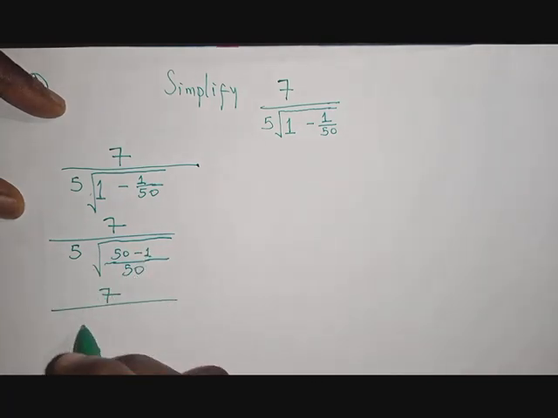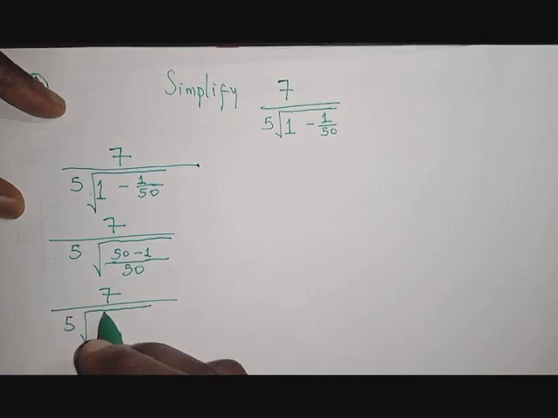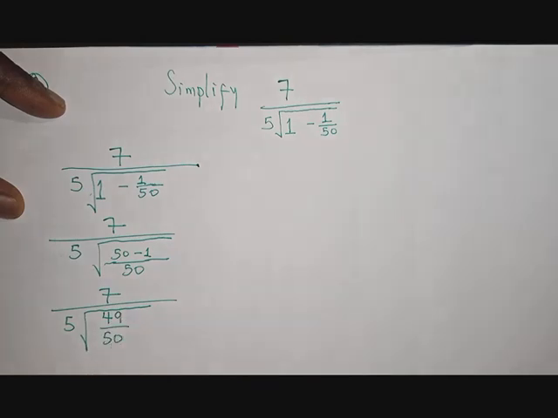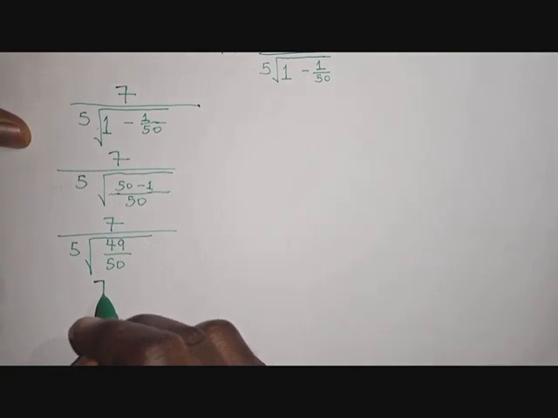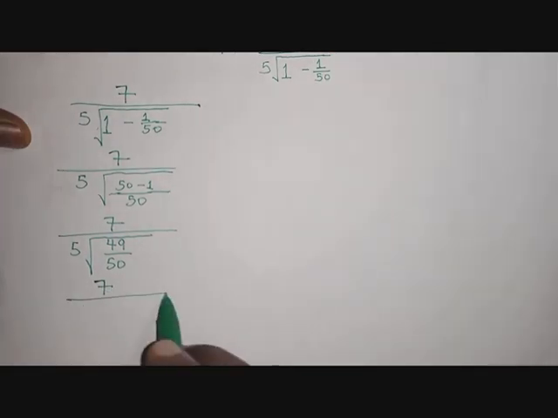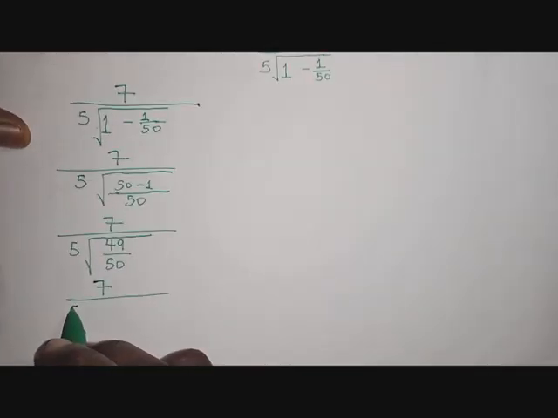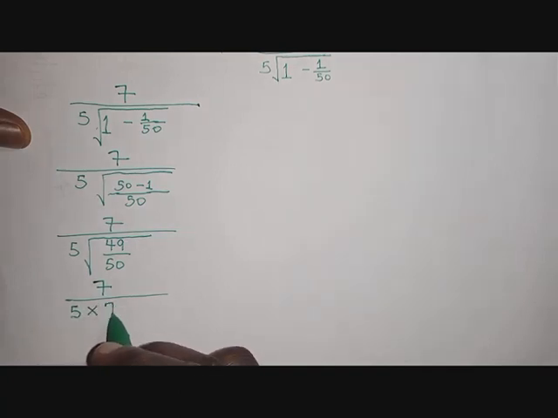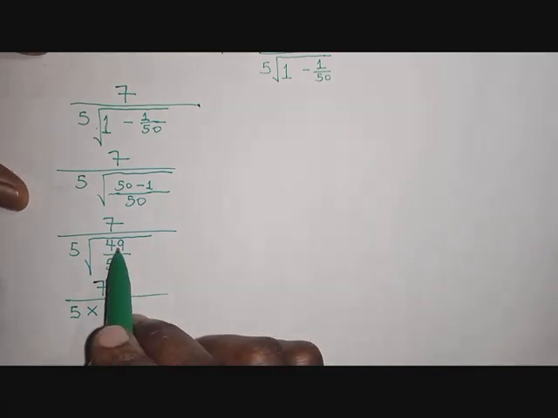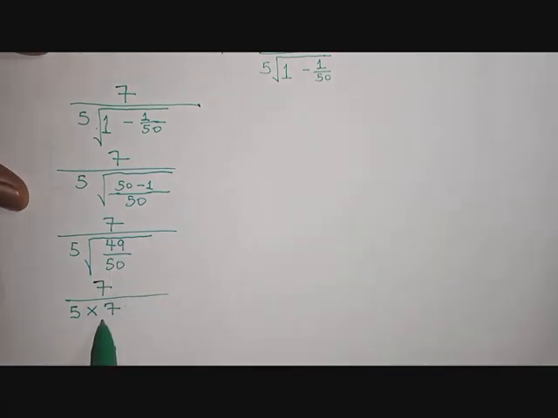Then this is going to be 5 roots. 50 minus 1 is 49, so this is 49 over 50. So we have 7 over 5 times 7, because the square root of 49 is 7. Then what I'm left with now is root 50 underneath.